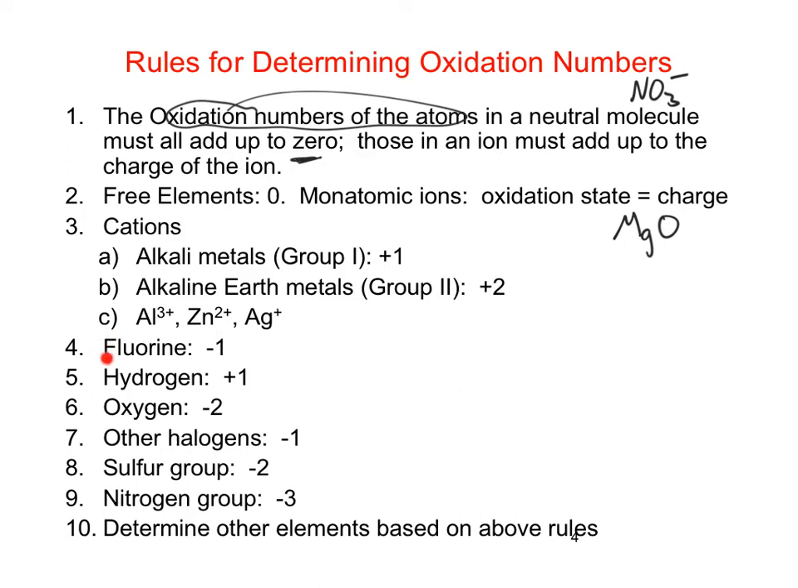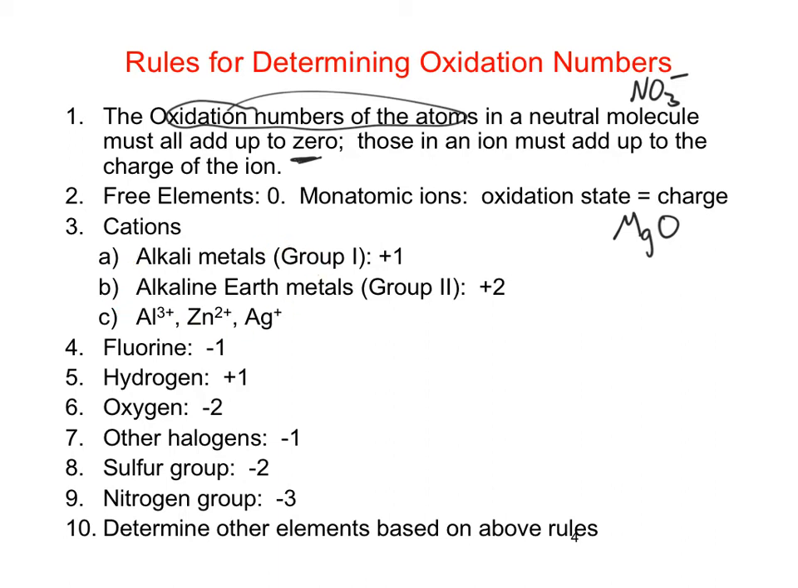Then fluorine comes next. It will always be -1 unless there's some weird combination of how it's paired with these up here where it's not, and I can't even think of a case. So pretty much fluorine always gets to be -1. Hydrogen always likes to be +1 unless one of the things up here takes precedence.